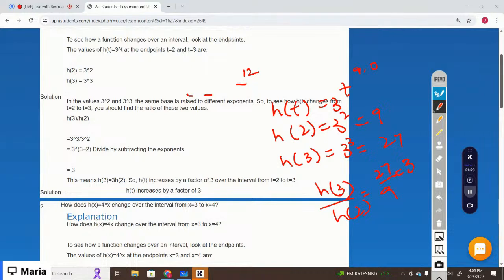Let's just start with the test questions. Basically, the original function is h of 2, right? So 3 times 9 is 27. So that's why that is 3 times h of 2, right? 3 times 9 is 27. So that's why the function is increasing by a factor of 3.